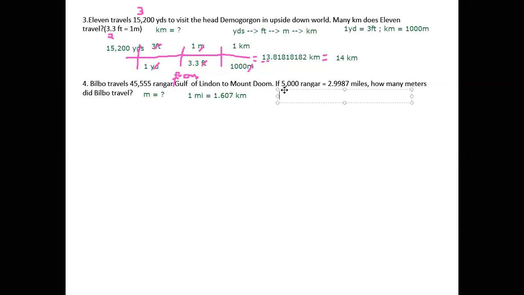So in order to set this up, we're going to go from Rangar to miles to kilometers to meters. Now, if you chose another metric to English conversion, then yours may look a little bit different. I chose this one. So now, in addition to the conversion factors that are given to us, we'll need to know that, again, 1 kilometer is 1,000 meters. Set up our train track.